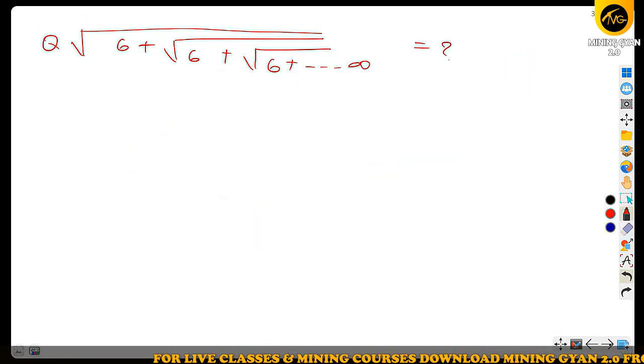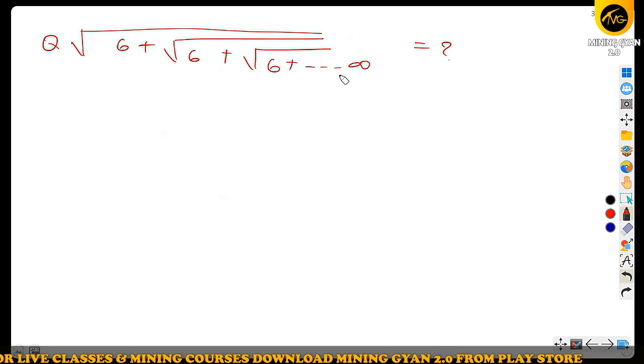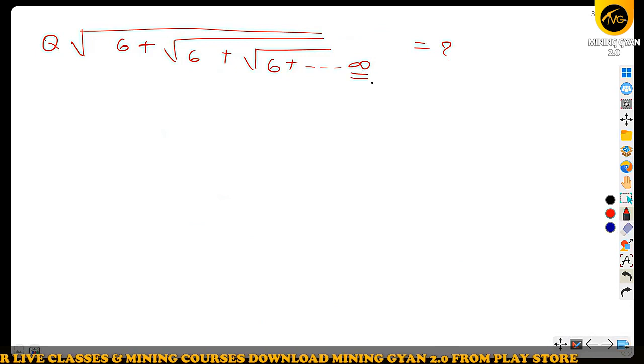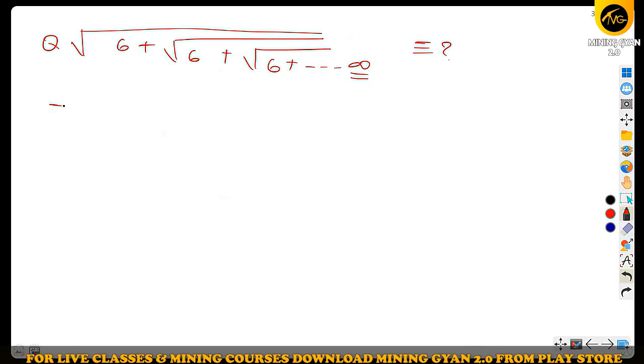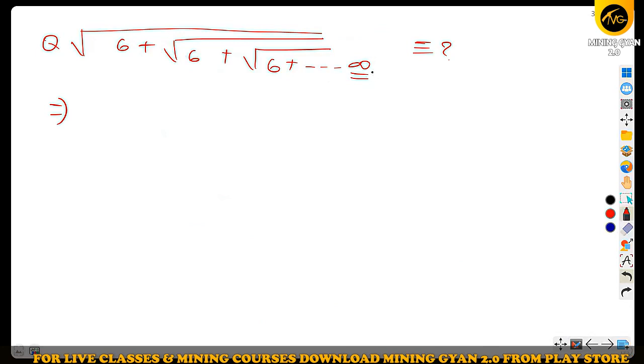Now the next type of question, suppose there is a plus sign between the roots: root over 6 plus root over 6 plus root over 6 and plus, and it goes on to infinity, and we have to find the equivalent value of this root expression. Right? Now this time there is a sign available and also the series goes to infinity. That means this is the combined question of the last two types of question.